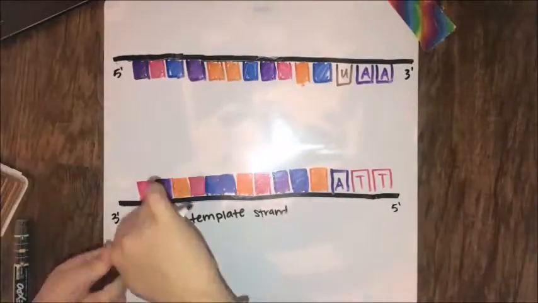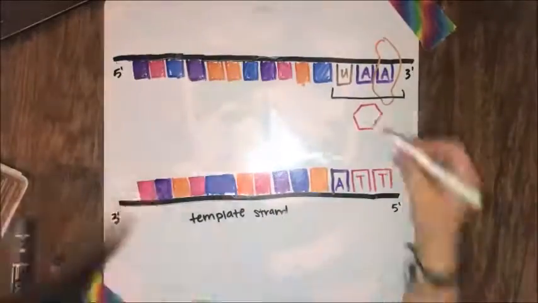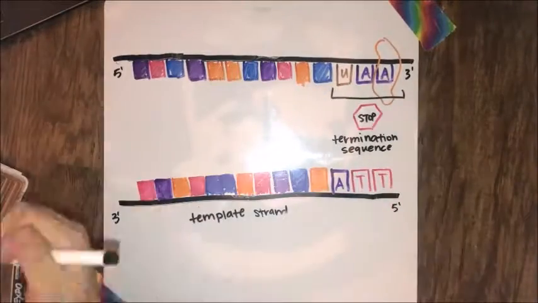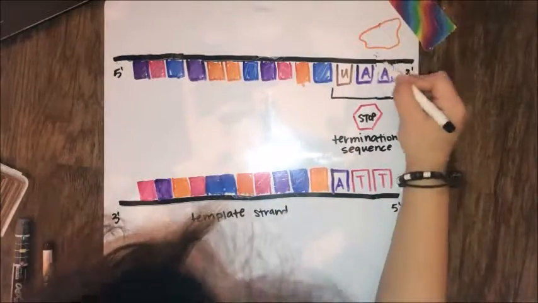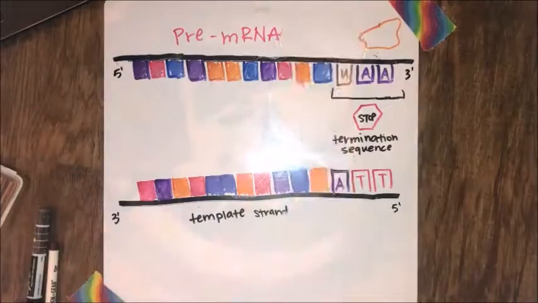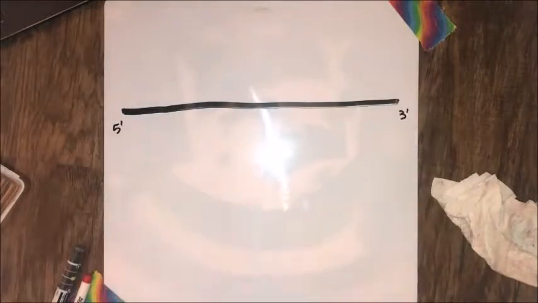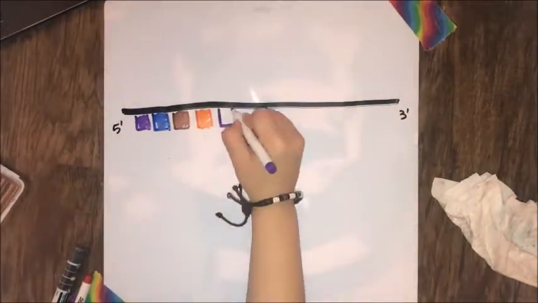RNA polymerase will run into a termination sequence at the end of the gene that will signal to stop transcription. The RNA polymerase will then detach from the DNA sequence. Before the strand can move on to translation, the pre-mRNA strand must undergo modifications.